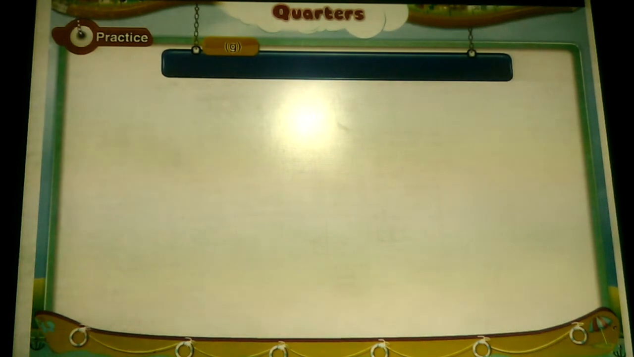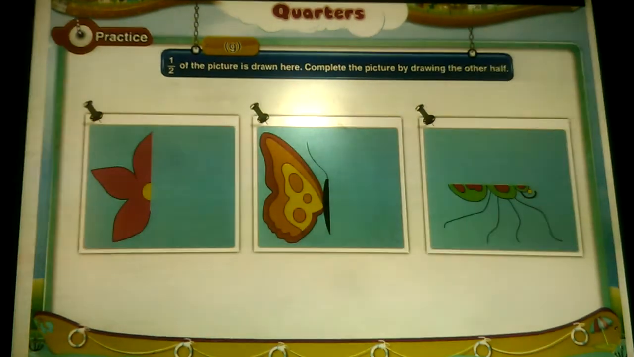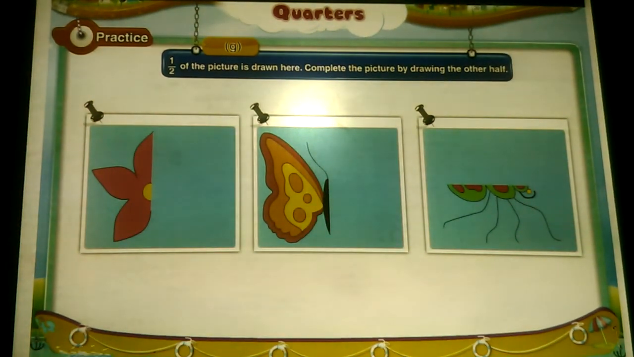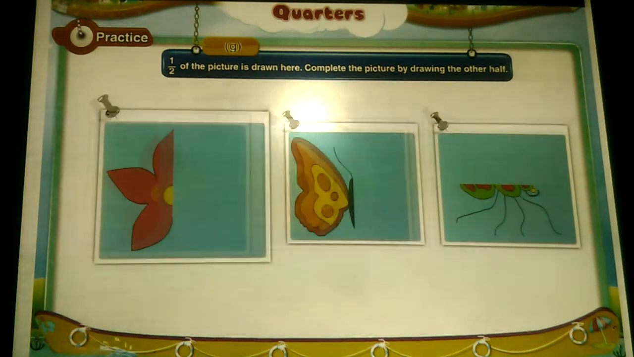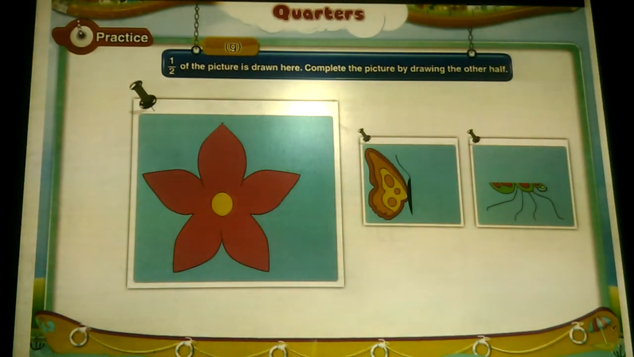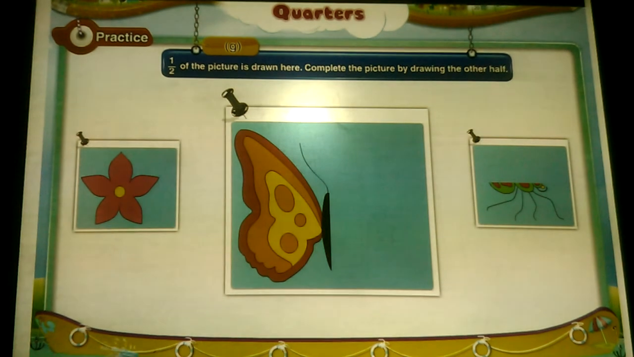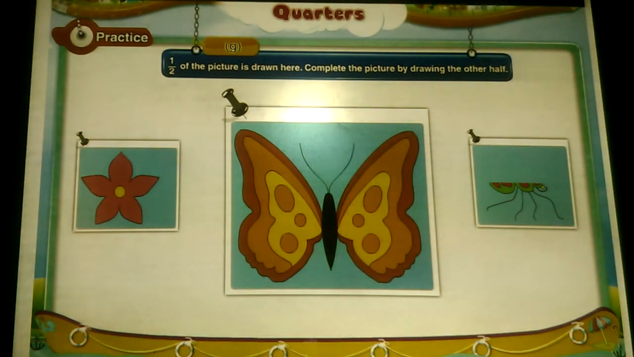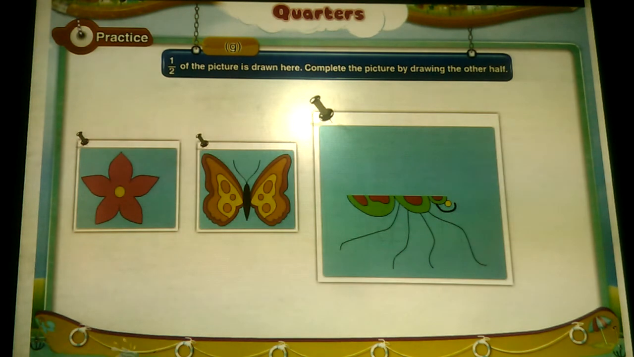G. Make the other half. Half of the picture is drawn here. Complete the picture by drawing the other half. Here we will complete the flower like this. The butterfly. Let's complete it like this. And then the spider. Let's complete it like this.